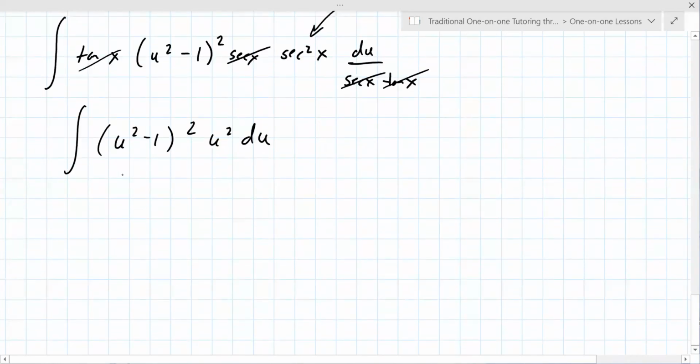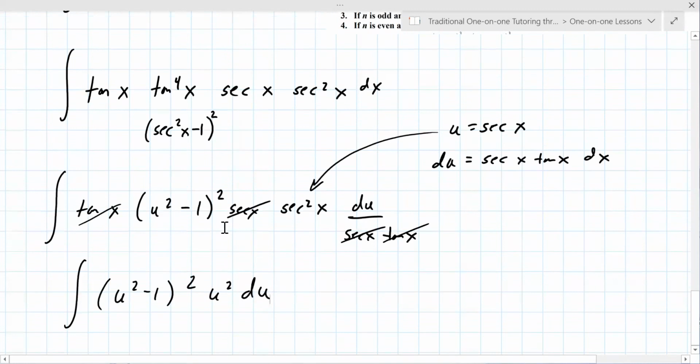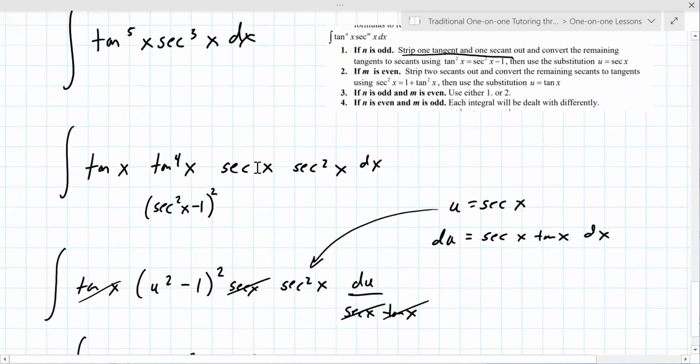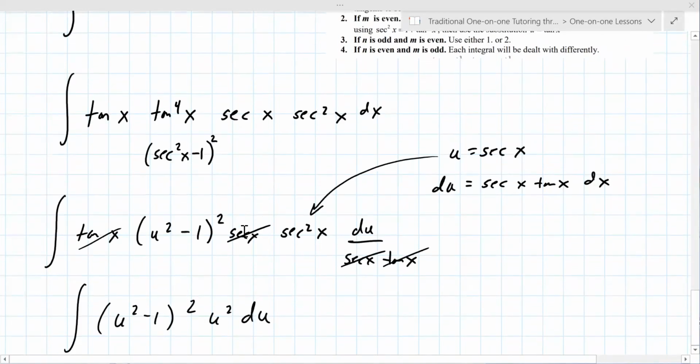So for these problems, is the purpose of having the du over whatever to cancel out some of the stuff? Yes, almost always. Okay, that's nice to know. And that's why I didn't just start subbing in secant is u and secant squared is u squared, because I don't know what's going to happen yet.